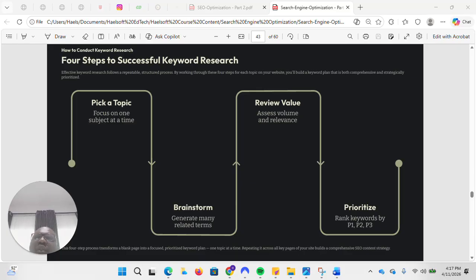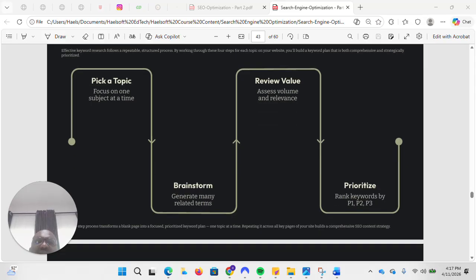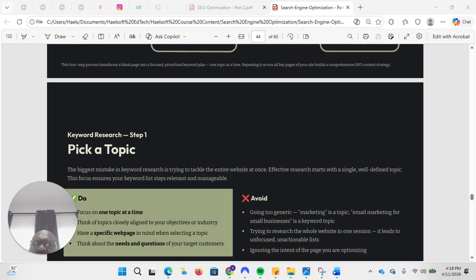You have to review what the monthly search volume is for this particular keyword. You understand now? And how are these keywords related or relevant to my business? Can they deliver my business objectives to me? Are these commercially driven keywords that can drive revenue for my business? Then you have to prioritize, rank keywords by priority: priority one, priority two, priority three.